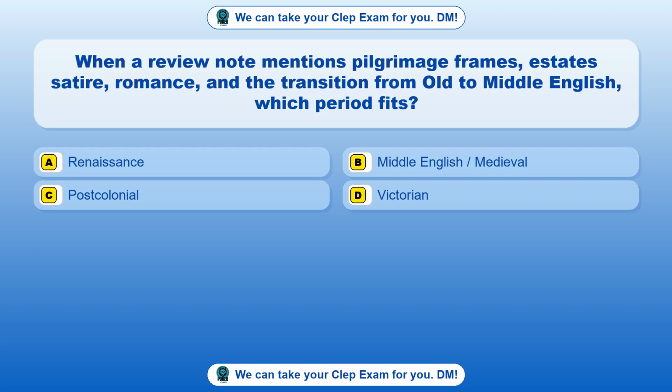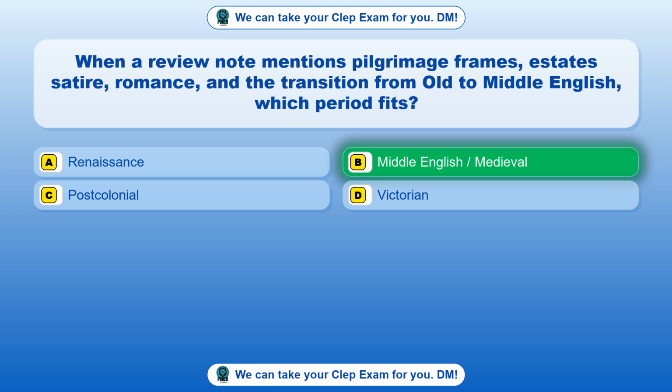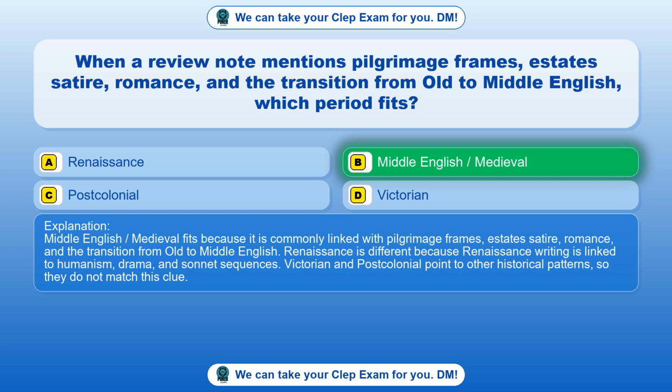Question 35. When a review note mentions pilgrimage frames, estates, satire, romance, and the transition from Old to Middle English, which period fits? Option A, Renaissance. Option B, Middle English/Medieval. Option C, Post-colonial. Option D, Victorian. The correct answer is option B, Middle English/Medieval. Middle English/Medieval fits because it is commonly linked with pilgrimage frames, estates, satire, romance, and the transition from Old to Middle English. Renaissance is different because Renaissance writing is linked to humanism, drama, and sonnet sequences. Victorian and post-colonial point to other historical patterns, so they do not match this clue.